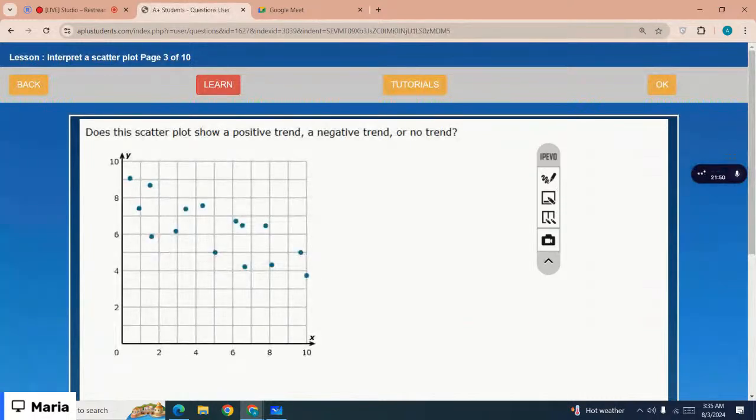So which is the correct option? The correct option is negative trend, right? Because x values are increasing and y values are decreasing. So the graph shows the negative trend.